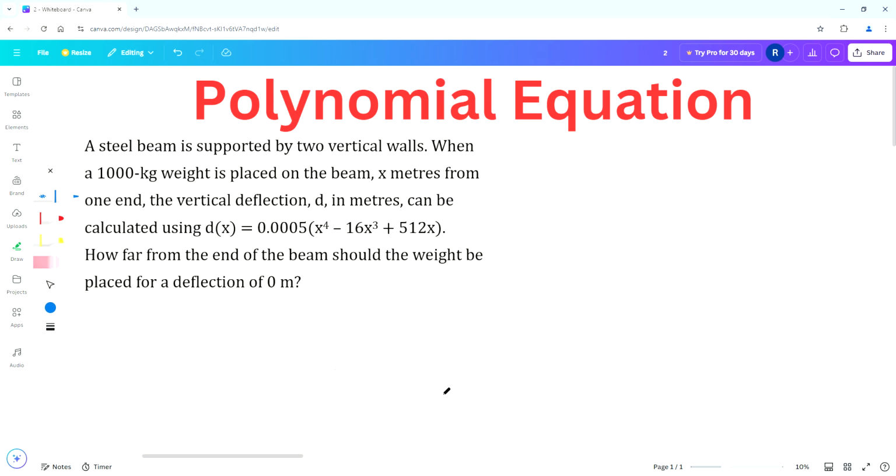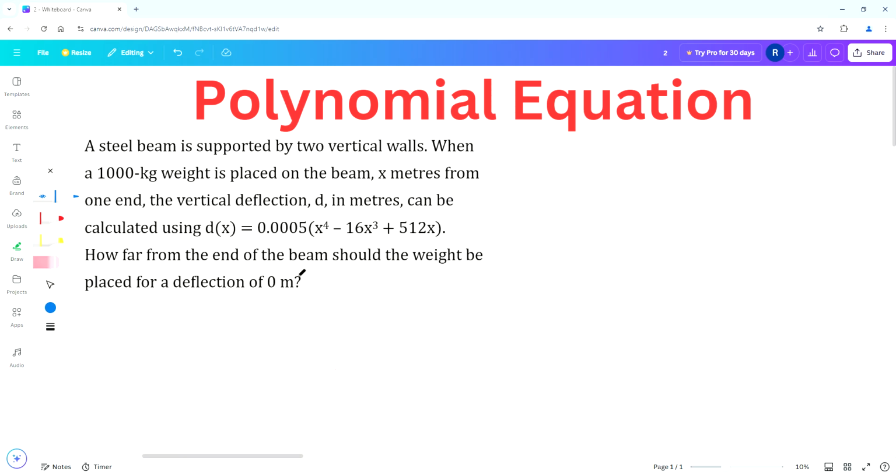In this video, we'll solve this word problem using the concepts of polynomial equations. As per the problem, a steel beam is supported by two vertical walls. When a 1000 kg weight is placed on the beam x meters from one end, the vertical deflection d in meters can be calculated using d(x) equals 0.0005 times x to the power 4 minus 16x cubed plus 512x. How far from the end of the beam should the weight be placed for a deflection of 0 meters?